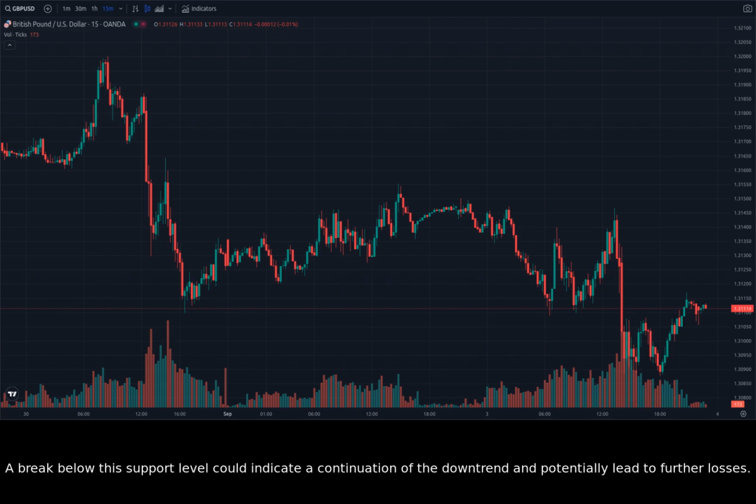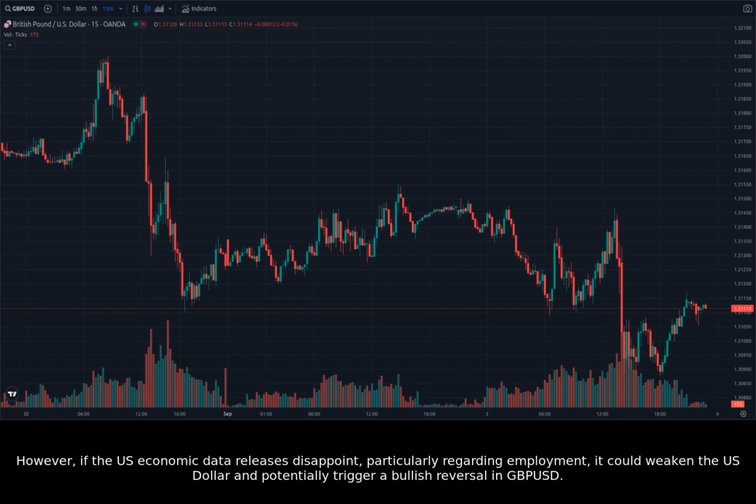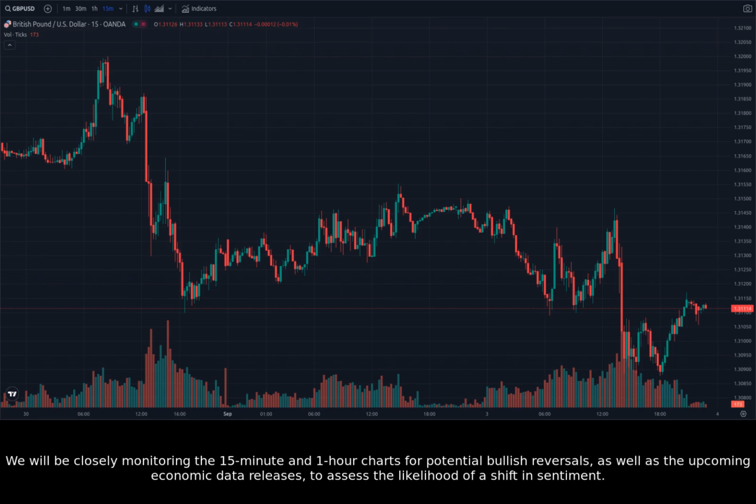Our unbiased prediction is that GBPUSD will continue its downward trend in the short term. This bearish outlook is based on the strong US dollar, the souring risk mood, and the technical indicators that suggest selling dominance. However, if the U.S. economic data releases disappoint, particularly regarding employment, it could weaken the U.S. dollar and potentially trigger a bullish reversal in GBPUSD. We will be closely monitoring the 15-minute and 1-hour charts for potential bullish reversals, as well as the upcoming economic data releases, to assess the likelihood of a shift in sentiment.